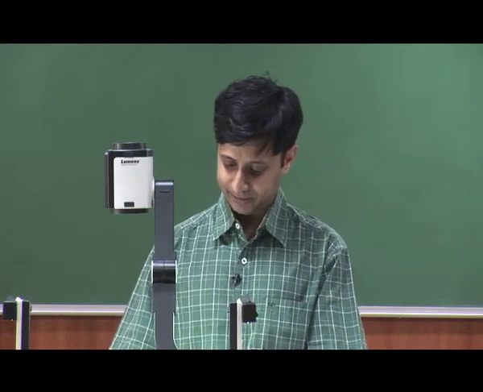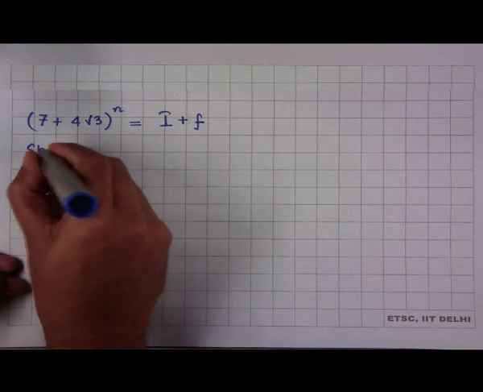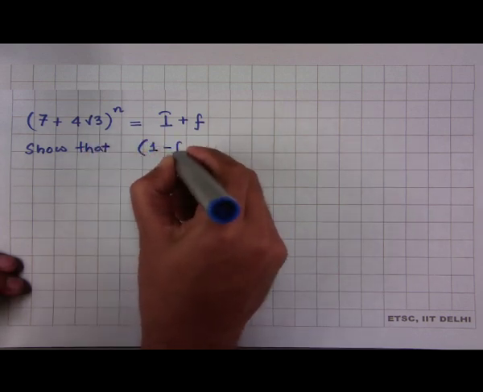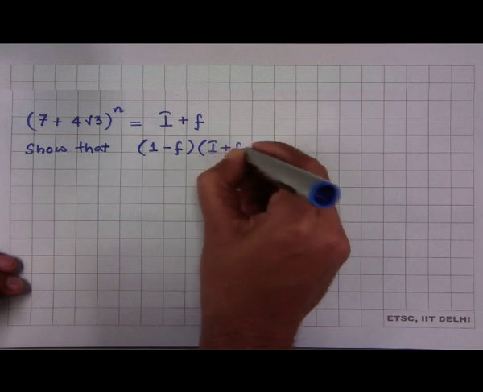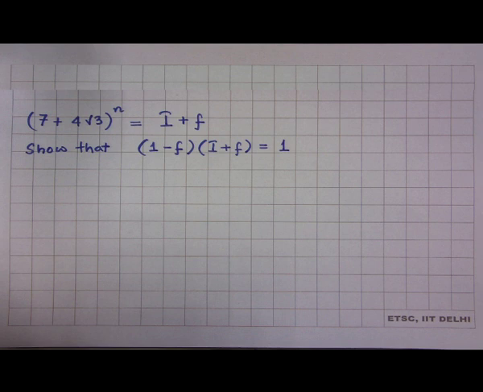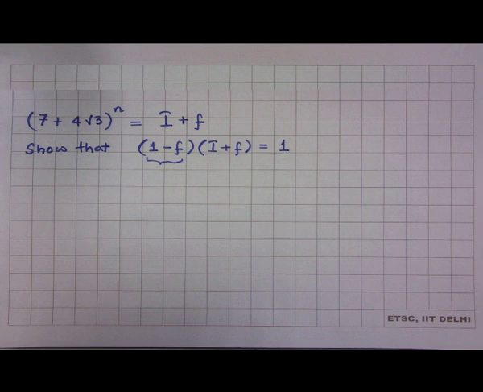All right, let us do another one. Okay. This is the next question. 7 plus 4 root 3 whole power n, that has an integral part I and a fractional part small f, and you have to show that 1 minus f times I plus f is equal to 1. And look at this 1 minus f, very similar in structure, right.